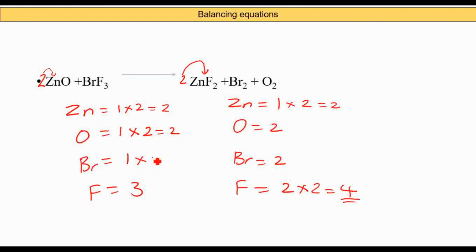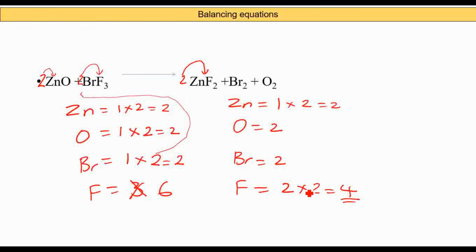So if I times my Br by 2, that's not going to become 2. So what I need to then do is put that 2 in front. Now I end up with 2 Br, but now I'm going to have 6 fluoride. So how can I get 6 fluoride there, or fluorine there?